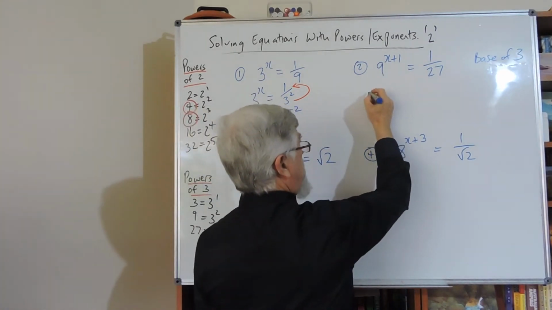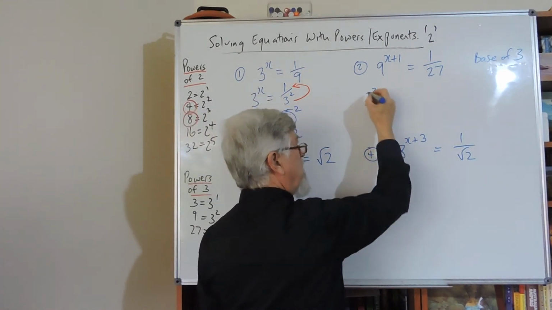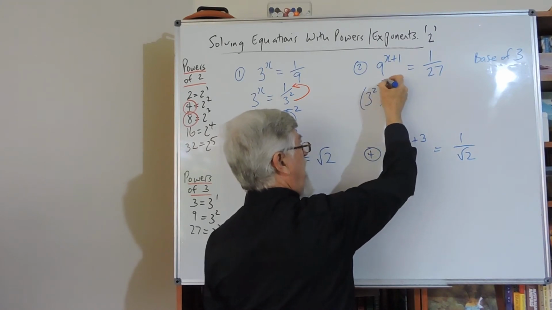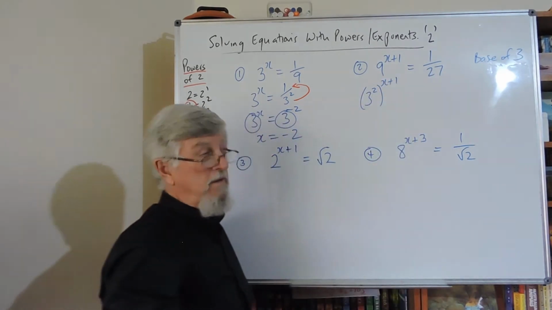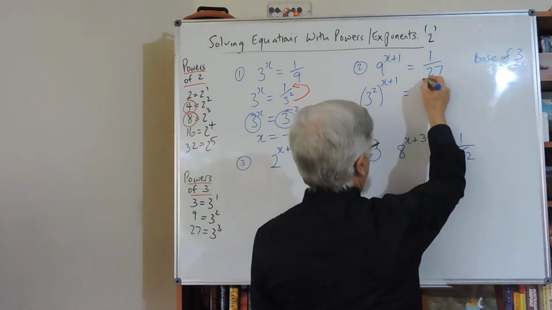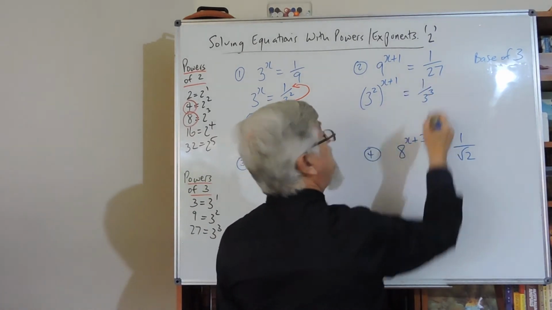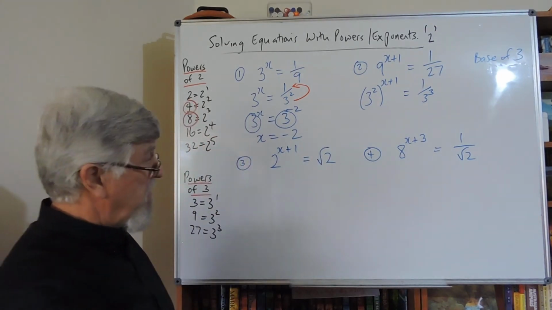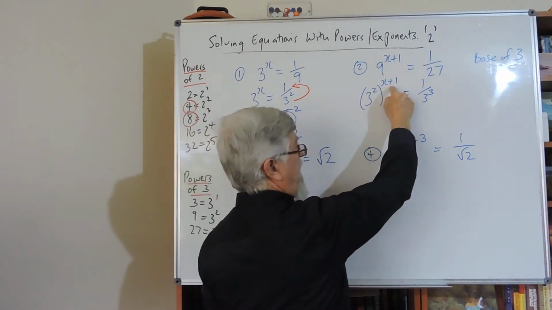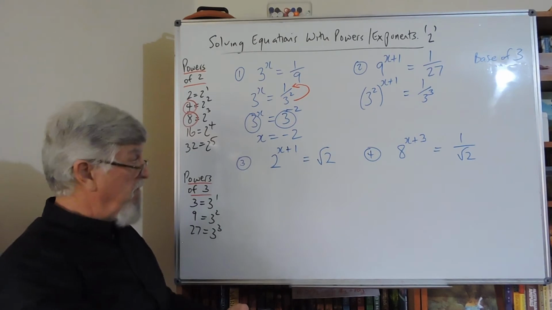So this one is a 3 squared. Now what I'm going to do this time? To the power of x plus 1. So this one over here is 1 on 3 cubed, just like we had over here, but I made it a little bit more complicated. So what happens when you have a power to a power? So a power to a power, you multiply.